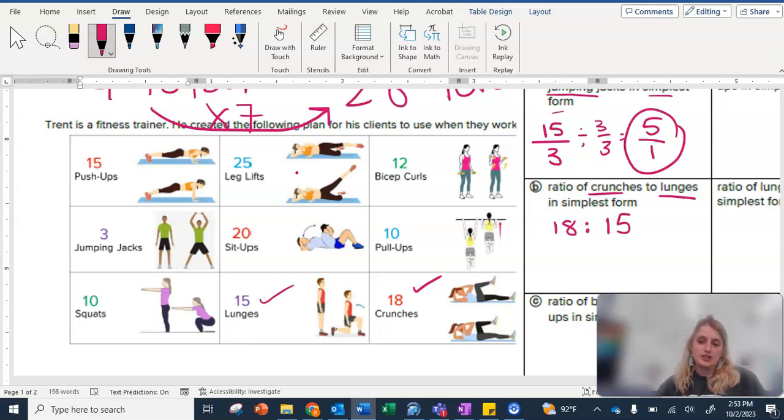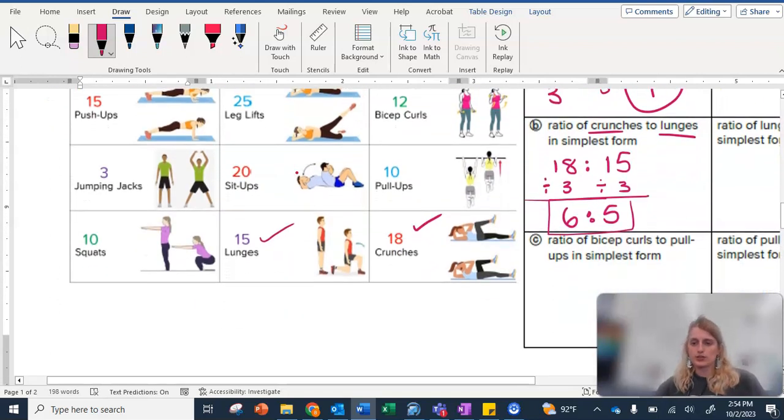You can write it like this. I do think it's easier to simplify when they are in fraction form, but you could do it this way as well. I see a common factor of dividing by 3. That would give me 6 to 5, and that would be my simplest form. So each of these you're just going through and you're looking for the picture.